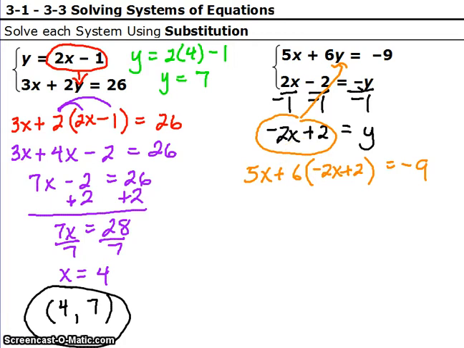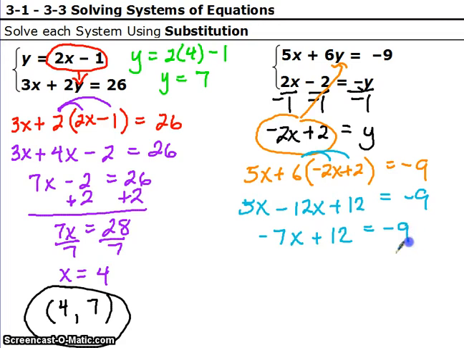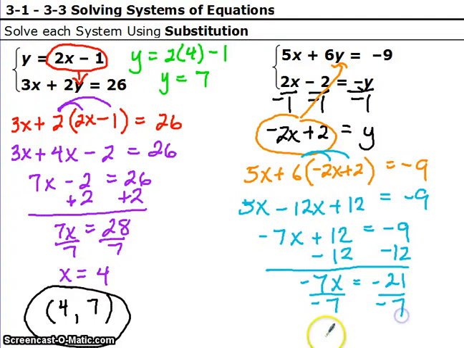Okay, distribute. And you get 5x minus 12x plus 12 equals negative 9. 5x minus 12x is negative 7x plus 12 equals negative 9. Subtract the 12 over. Negative 7x equals negative 21, and then divide by negative 7. X equals positive 3. Negatives cancel out. 21 over 7 is 3.